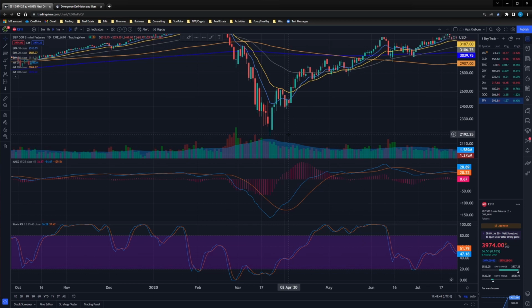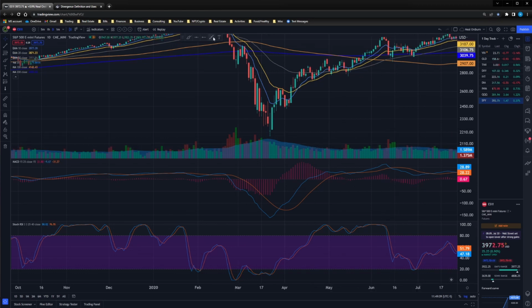Now, as you get to a more normalized market and we start to see more bullishness in the market, volume starts to normalize out. So we see a decrease in volume as the market gets into more of a bullish market.